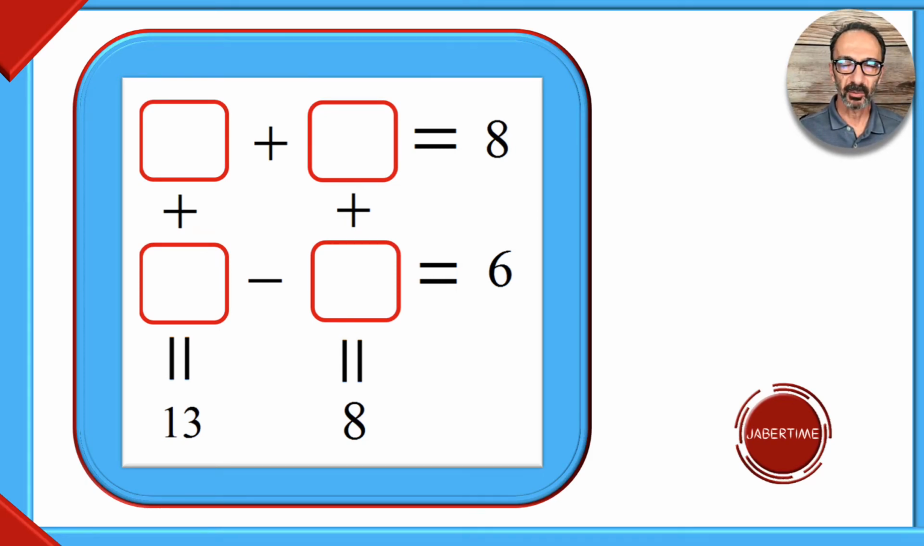This is an interesting problem. You have 4 empty boxes, and we have add and subtract, connecting them, and the equal signs are to the right side and below. We need to find those 4 numbers such that they satisfy those conditions. Let's get started.